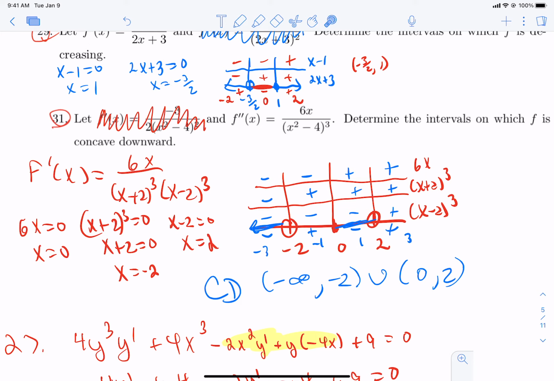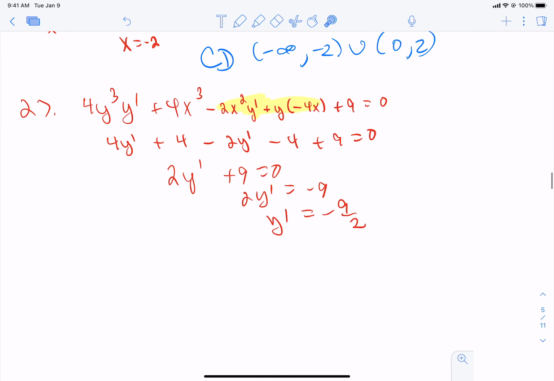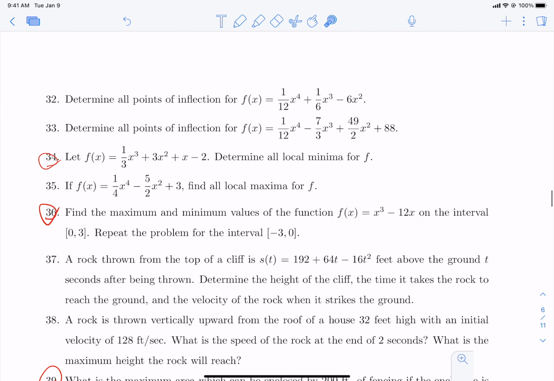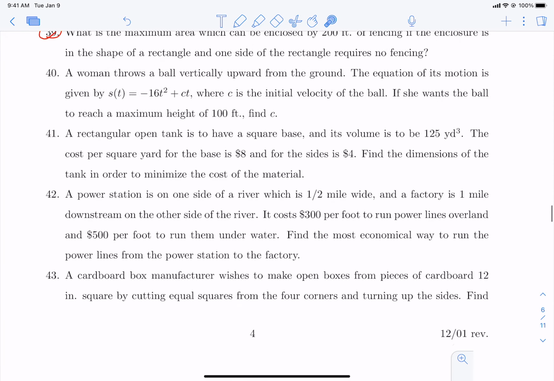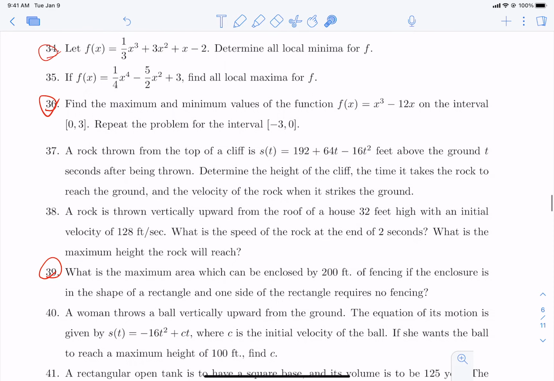Any questions about that one? Are you remembering stuff? Okay. Next one's on our list for 34, 36, and 39 on this page.